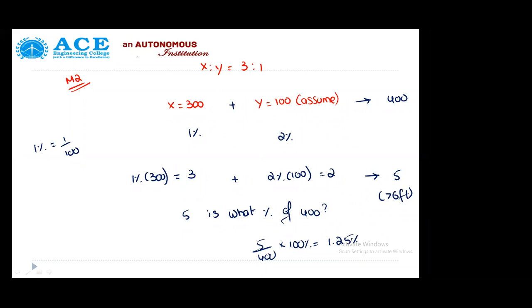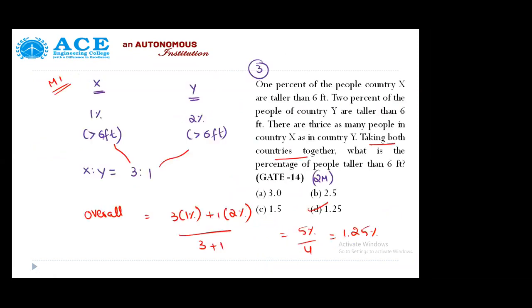They gave 3:1 in the question, sir, anonymous attendee. How 3:1 came: read the question. There are thrice as many people in country X as in country Y. Compared to country Y, thrice as many people are there in country X. Read the question. I gave a lot of time for you to read it. Anonymous attendee, I hope you understand 3:1, right? Fine, let's move to the next one, guys.